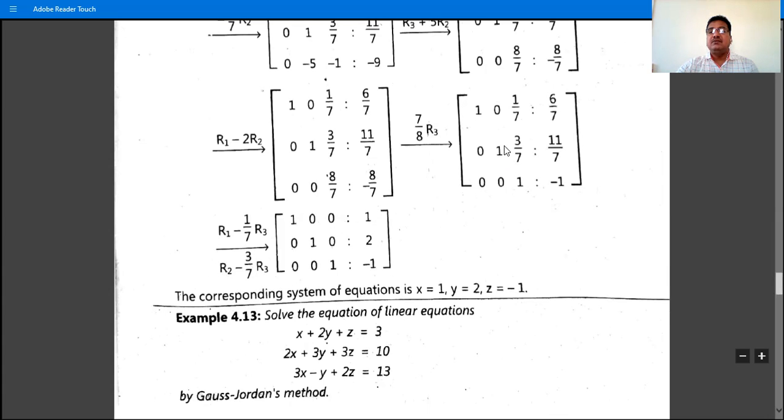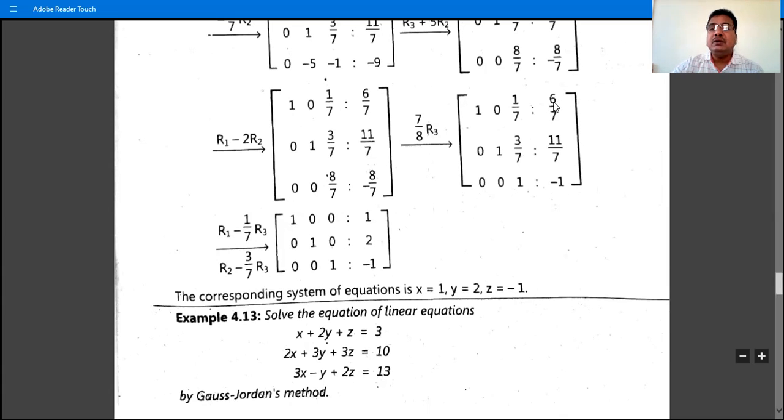So we have 0 at this place, 0 at this place, because minus 3 by 7 plus 3 by 7 is 0. And then minus 3 by 7 into minus 1 becomes plus 3 by 7, plus 11 by 7 is 14 by 7. 14 by 7 means 2. And this 1 by 7: minus 1 by 7 into minus 1 becomes plus 1 by 7, plus 6 by 7.